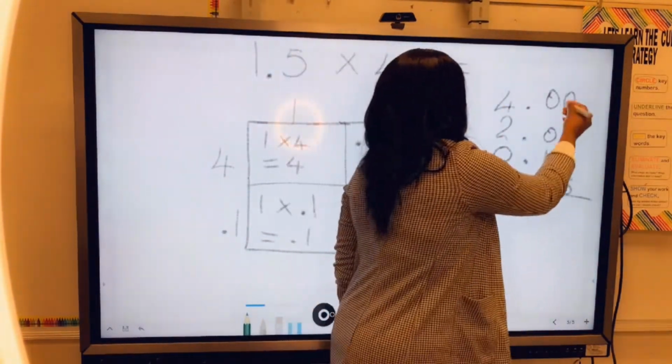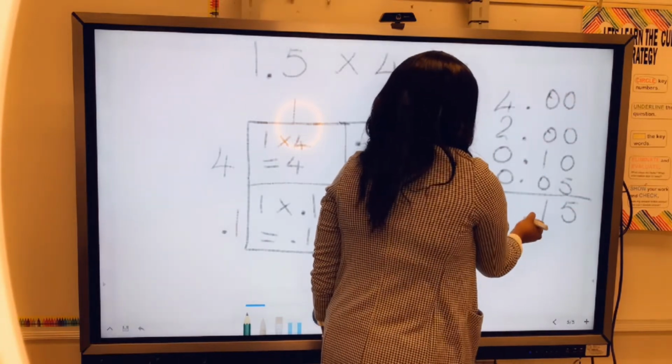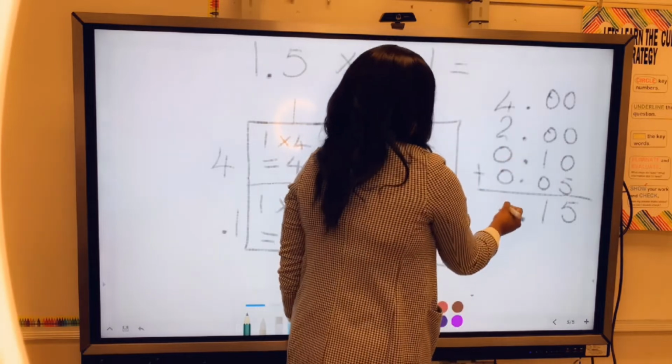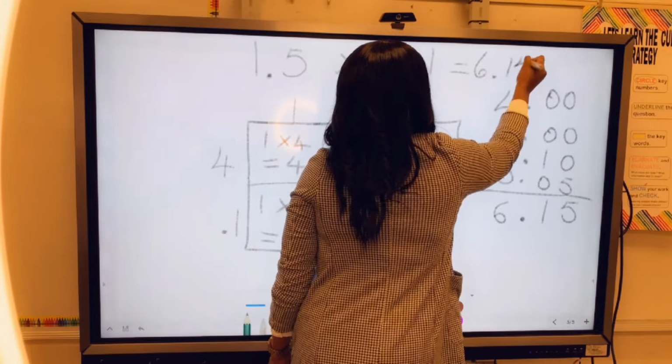Let's add. 5 plus 0 equals 5. 1 plus 0 equals 1. Shoot the decimal point down. 4 plus 2 equals 6. And so my product is 6 and 15/100.